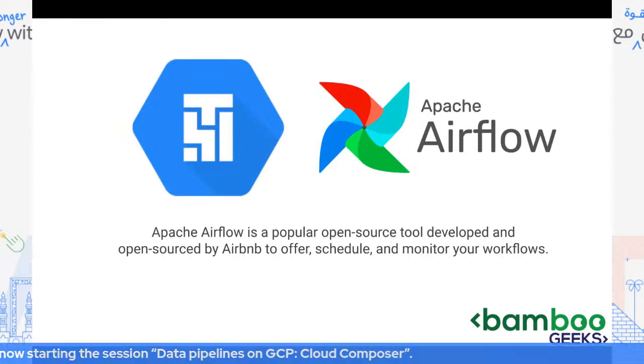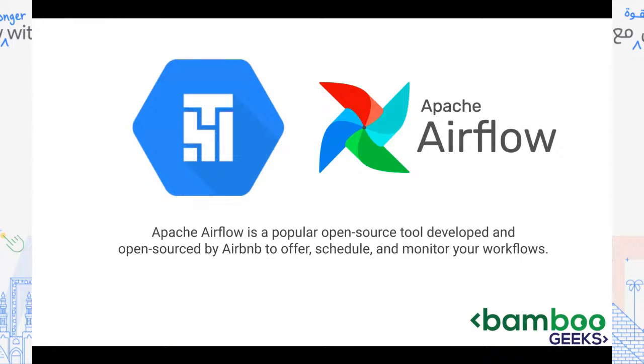Basically, Apache Airflow, as we have seen in the past session, is a very popular open source tool that is being developed by Airbnb, backed up by Airbnb, to first of all offer, schedule, and monitor workflows. So basically, since it's a top level Apache project, it's well maintained, and it can offer us creating workflows, scheduling workflows, and monitoring them.